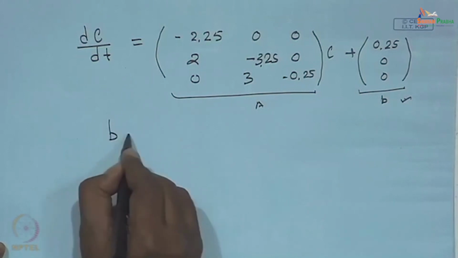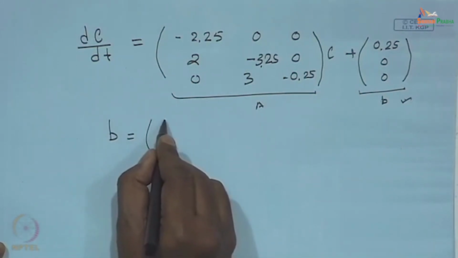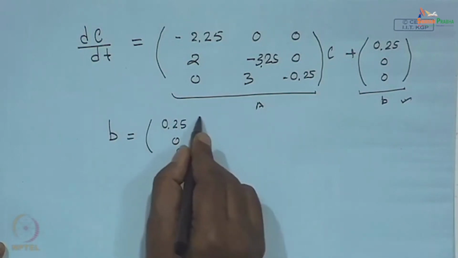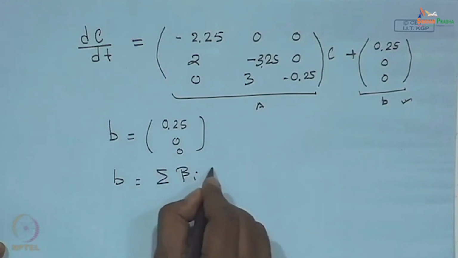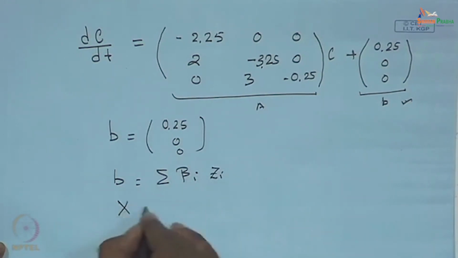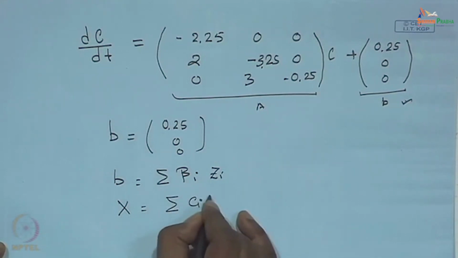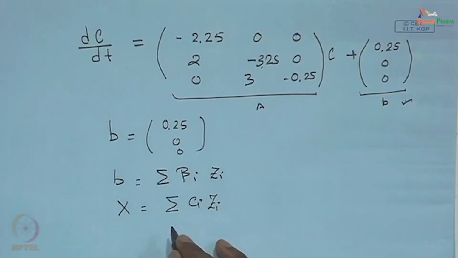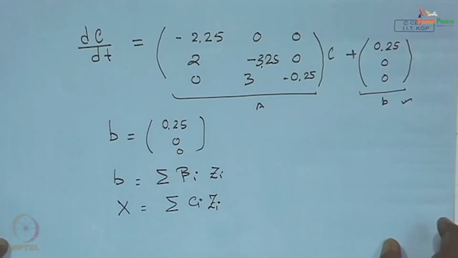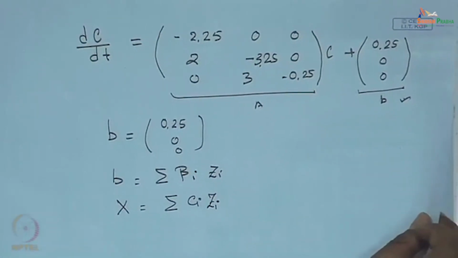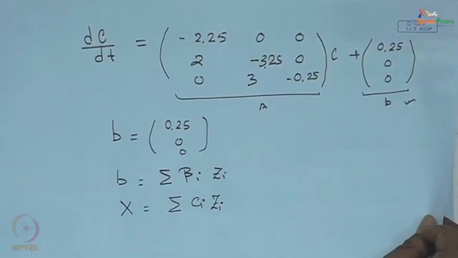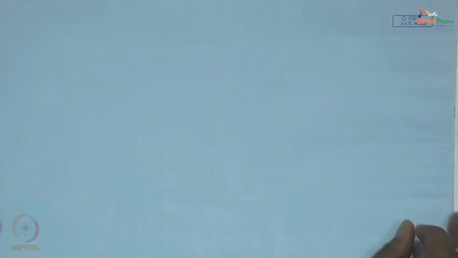So, our non-homogeneous vector becomes [0.25, 0, 0], and we write b as the summation of beta_i z_i, and we write x as the summation of c_i z_i, where x is the solution vector. Since all these eigenvalues and eigenvectors of A and A transpose have already been derived, we just go ahead with the solution procedure.